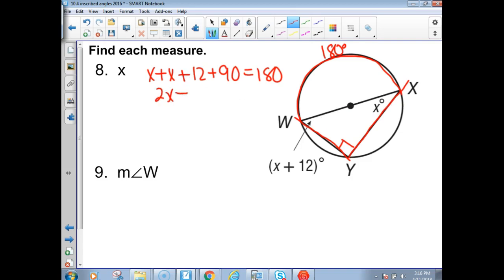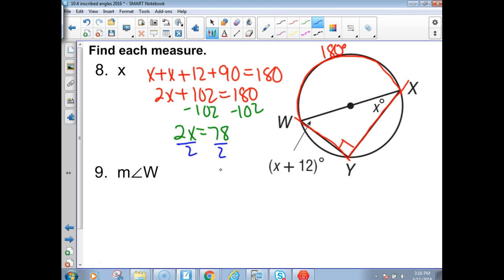All right, 2x plus 102. This one we did in our ISN. So this is the second time we're doing this exact problem. All right, so we got 2 times x equals 78. All right, what is the angle measure of x? What size is x? 39. Okay. And that was an angle, 39 degrees. The measure of angle W is going to be 39 plus 12, so it was 51, just like on our worksheet.